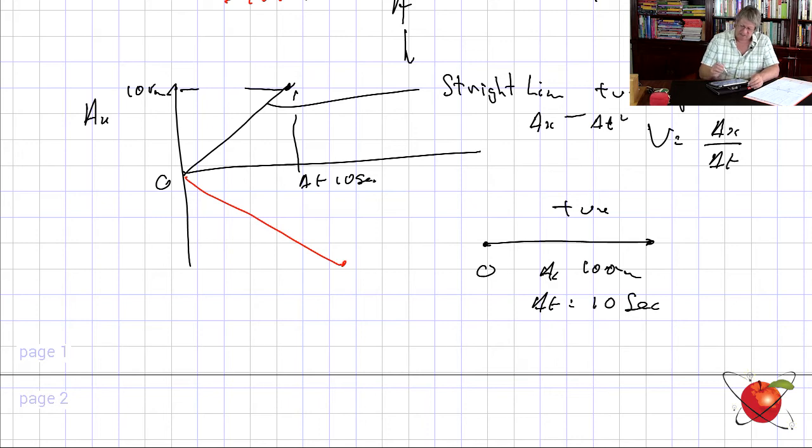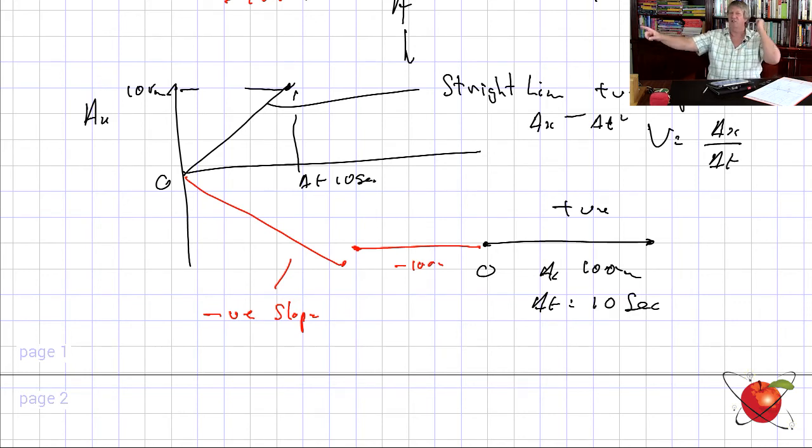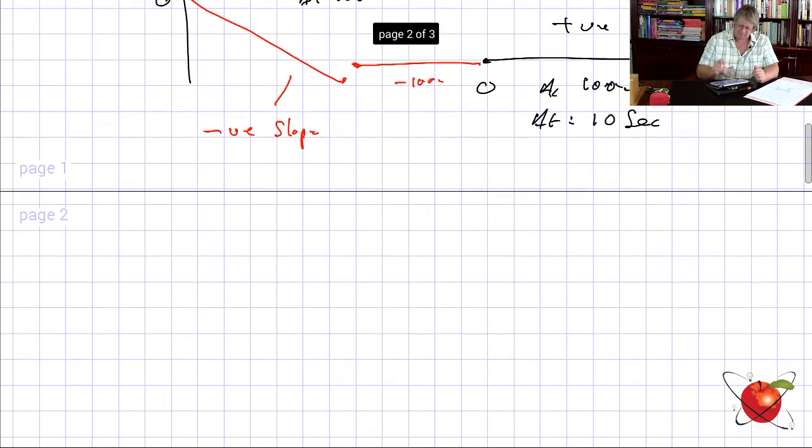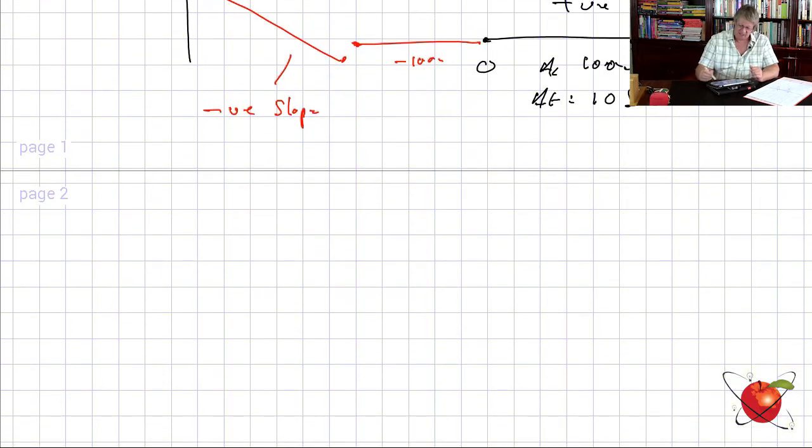Look at the red one underneath. Can you see the red line? The red line over here has got a negative slope. Okay? All that means is I moved there. I was minus 100 meters. In other words, if I sent somebody that way, I sent you the opposite way. That's all. It's just the opposite direction. Okay? So that's that. Now let's have a look at a position time graph that looks like this.